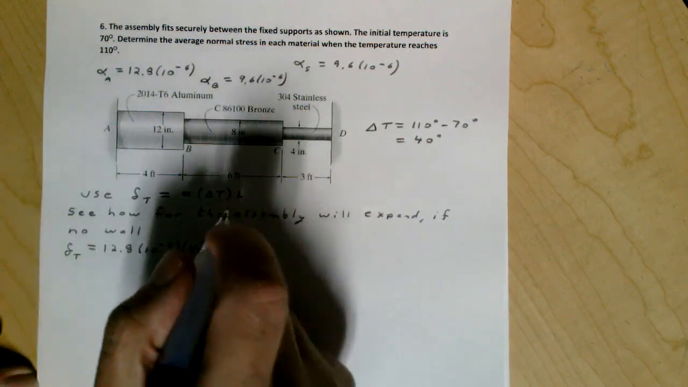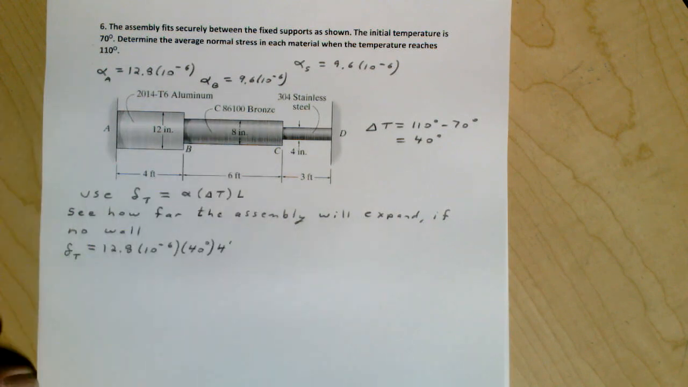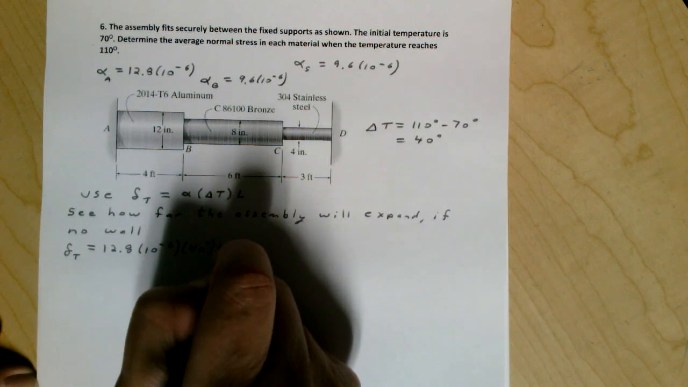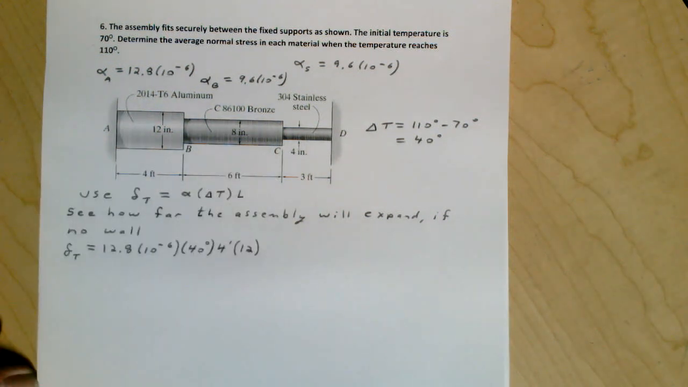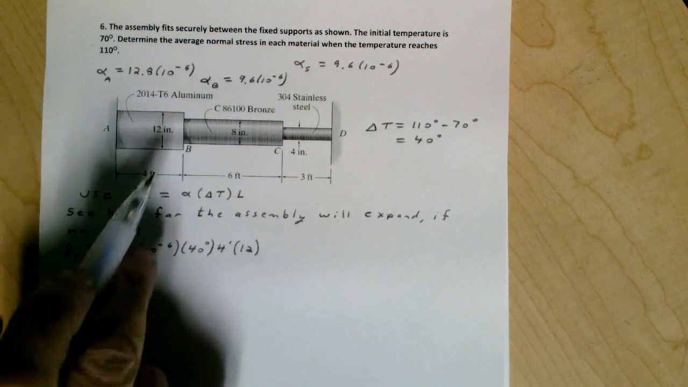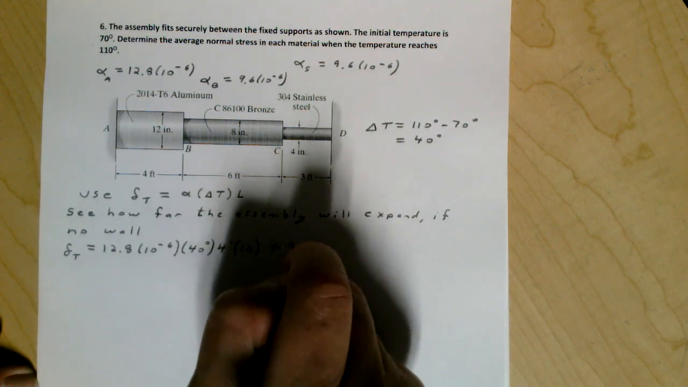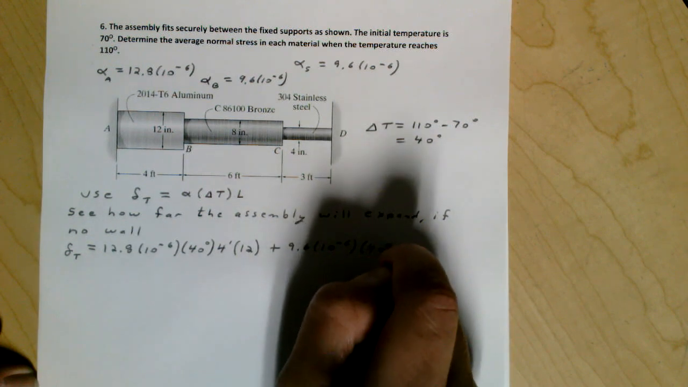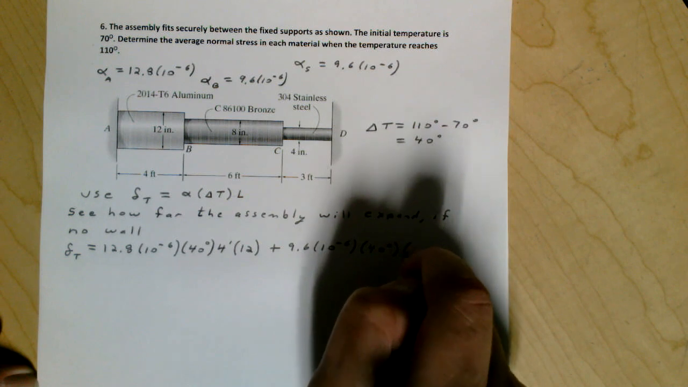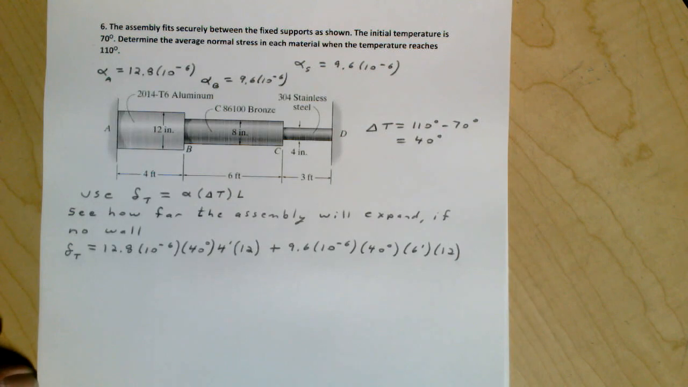Then the length of that part is going to be 4 feet. But we're going to want this in inches, so this would end up being times 12. That's going to be for the aluminum. Then for the bronze, our coefficient is 9.6 times 10 to the minus 6. Delta T again is 40. The length of that is 6 feet, and convert that to inches, multiply that by 12.